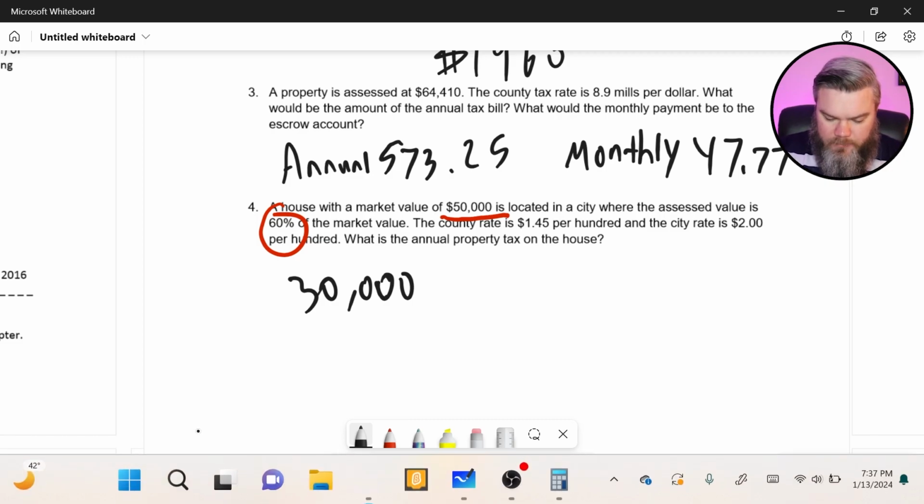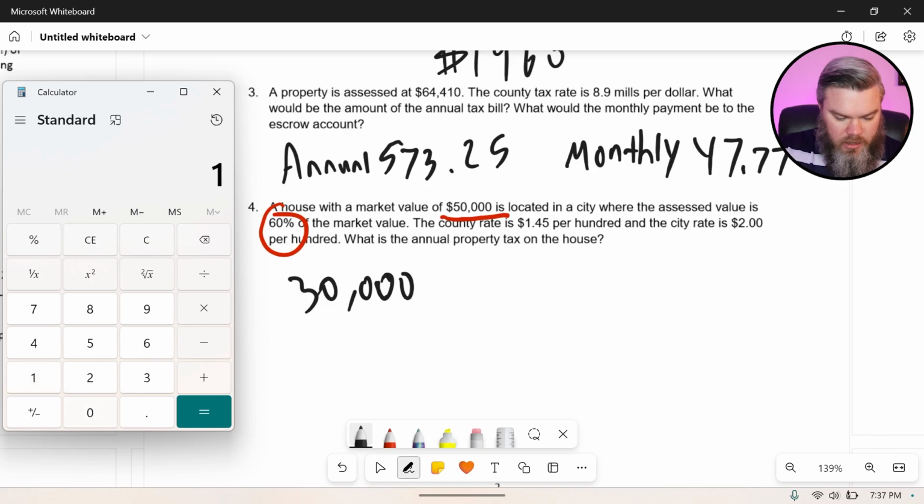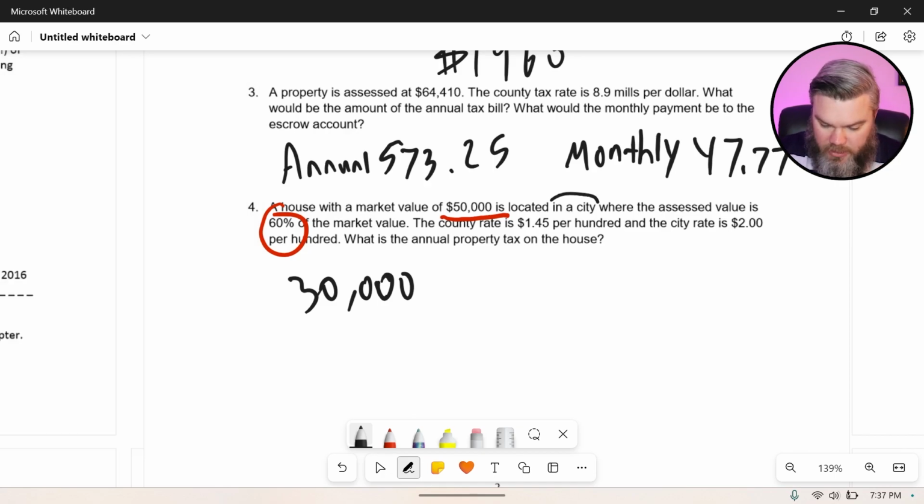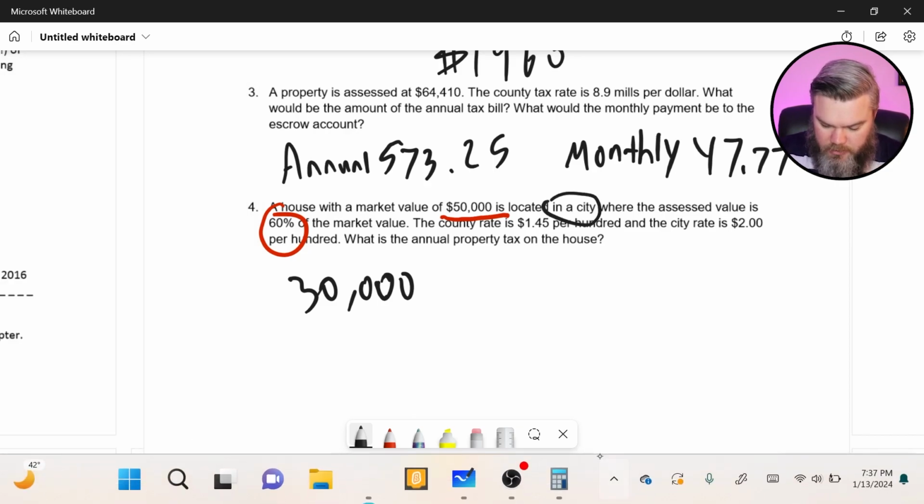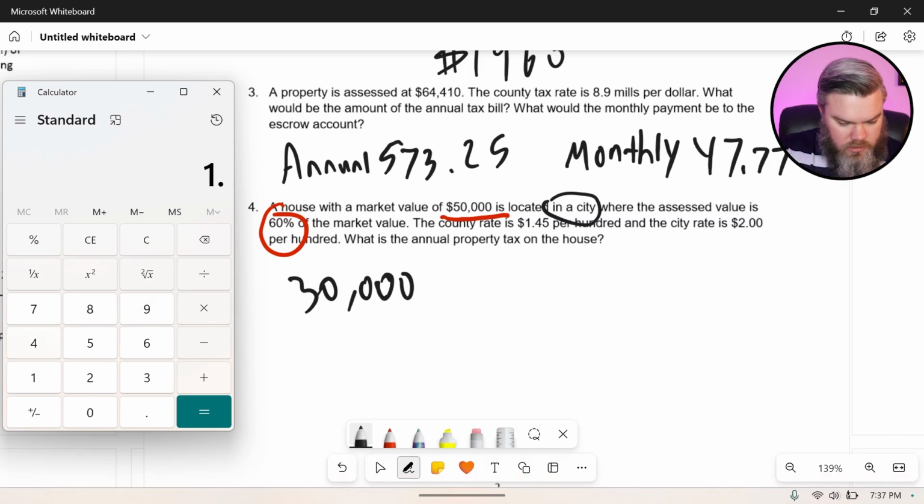And then we've got the tax rate, because it is located in a city. So we've got $1.45 for the county rate and then $2 for the city rate, for a total of $3.45 per 100. So remember, what you're saying is you owe $3.45 per $100 worth of this equalized value in this instance.